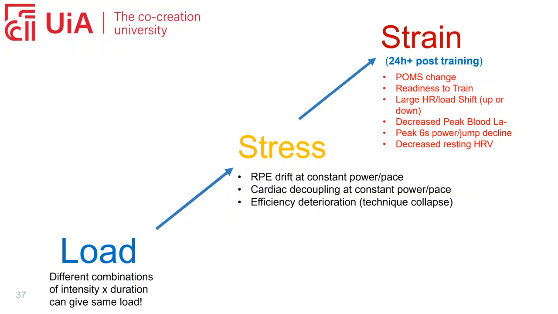And this can be picked up with perceptual measures. It can be picked up with that heart rate to load shift, either pretty significantly up or down. If it's shifted up, often that means that there's muscular fatigue, there's muscular damage, and so the brain is having to recruit more muscle perhaps to do the same work, so we might see a higher heart rate at the same load.